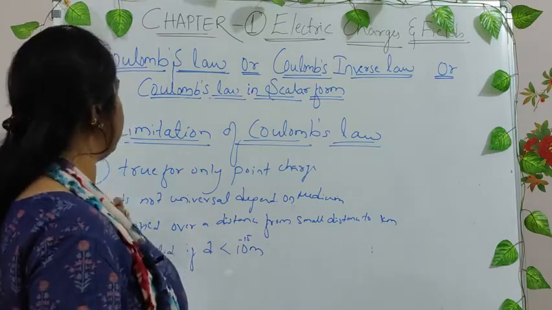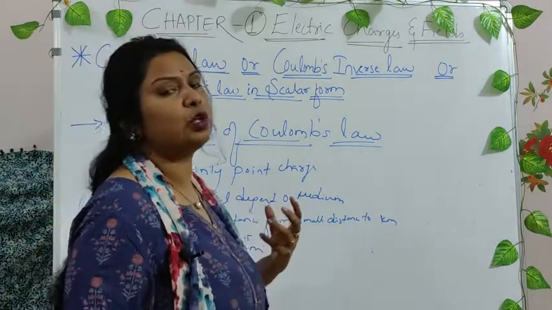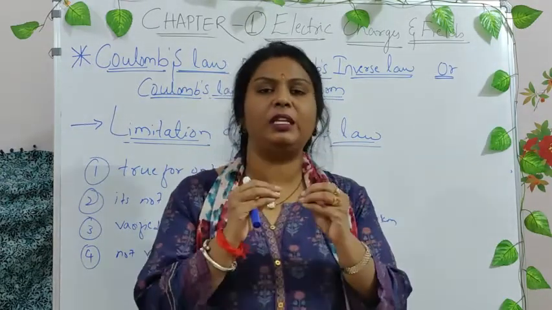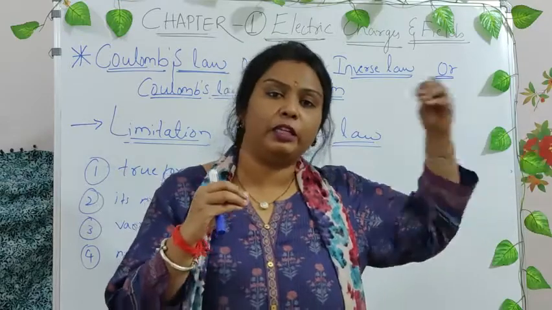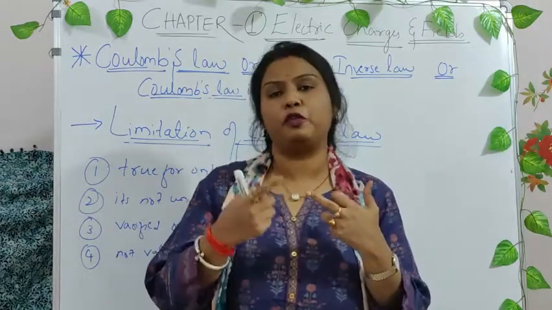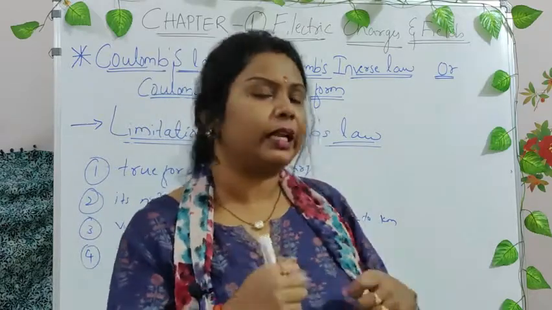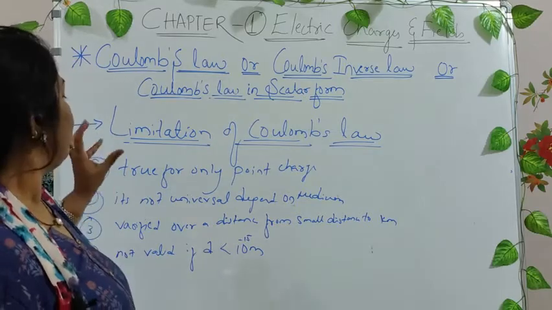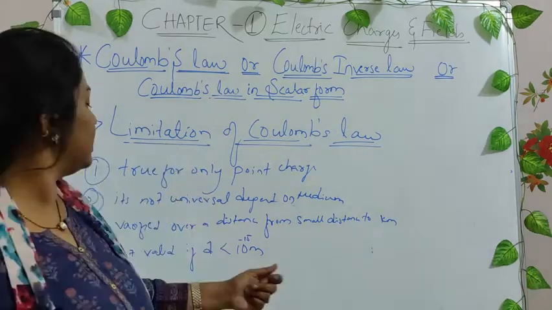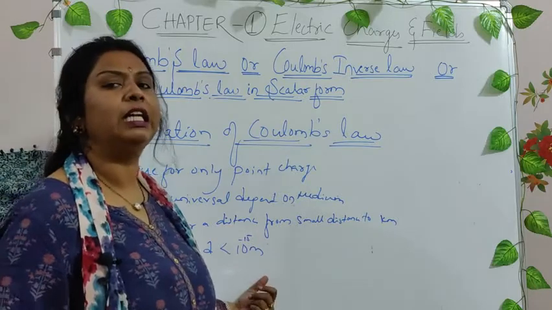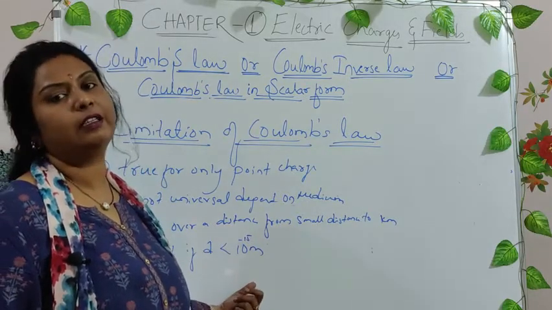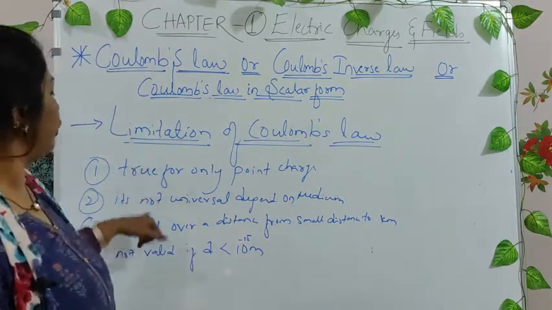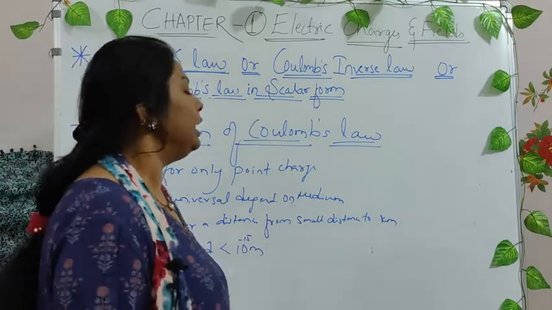The third limitation is that it is verified over distances from small distances up to kilometers. Whenever the charges are kept at a very small distance and up to the point of kilometers, the value of the force keeps on changing and it is not confined. This is one particular limitation. The last limitation is that whenever the two charges are kept at a distance less than 10 raised to minus 15 meter, we do not get any proper value of the force between the charges. Hence these four things are the limitations of Coulomb's law.